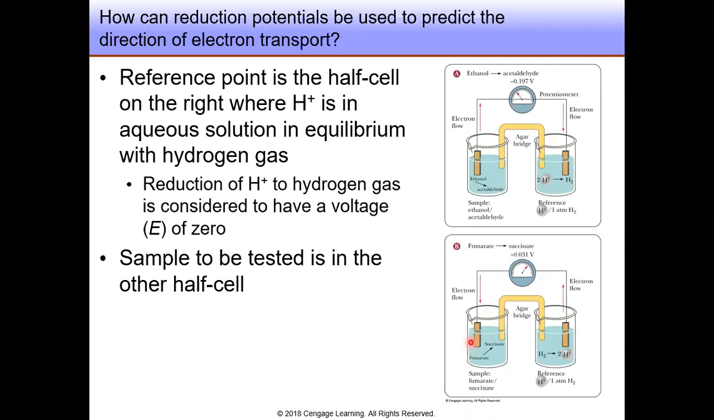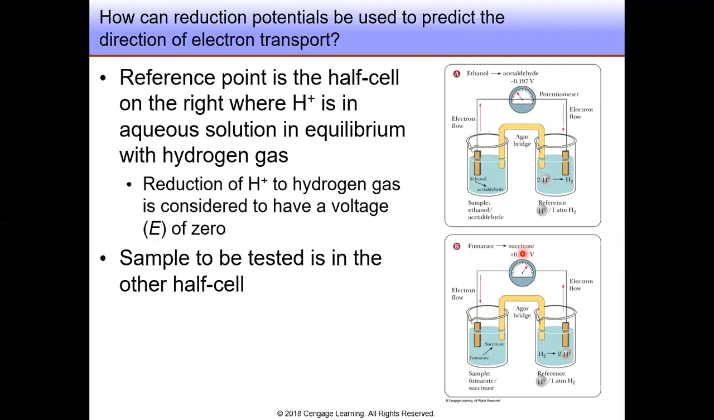Okay, now here the opposite. You see electrons flow from the reference all the way to the sample. Now here loss of electrons is oxidation, so H2 gas is oxidized to H+. And here we have gain of electrons, so fumarate is reduced to succinate. You see?